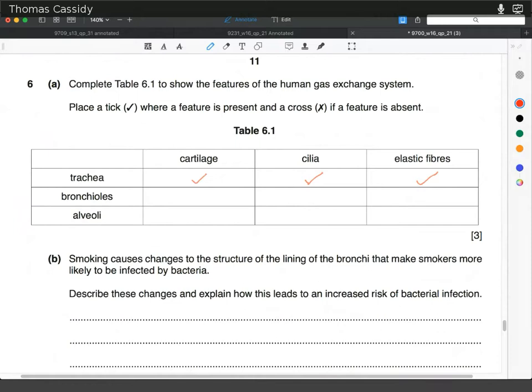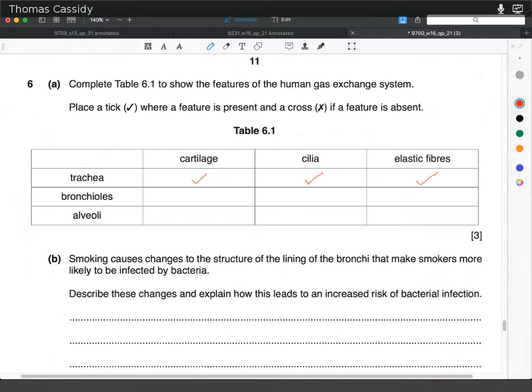And then we move down into the bronchioles, which is where our lungs start to branch off. As you know, if you've ever seen a scan of someone's lungs, it looks like a big spider web.